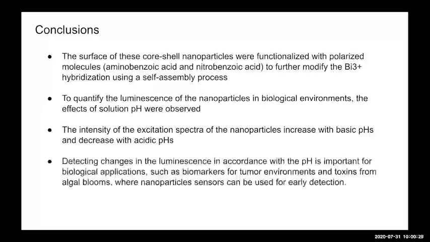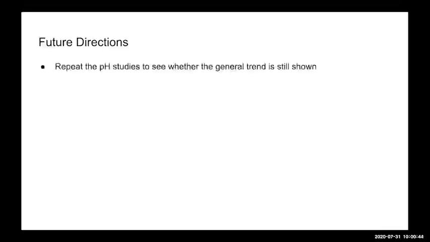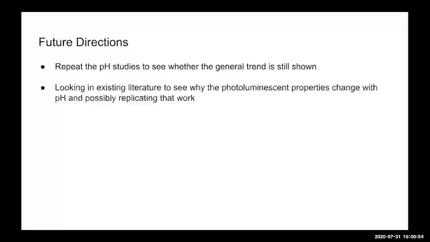And detecting these changes may be important in biological applications, such as sensing for biomarkers in tumor environments and toxins from algal blooms. Some future directions include repeating this pH study portion of the project to see whether the general trend is still shown. And because we don't really know why this is happening, looking into existing literature can be helpful to see why it's happening and possibly replicating that work to see whether it's still shown.